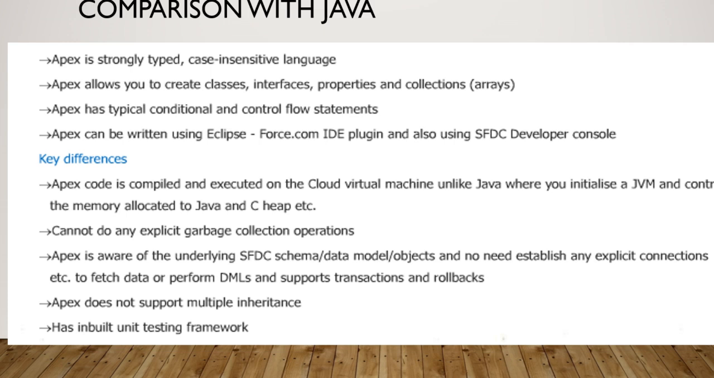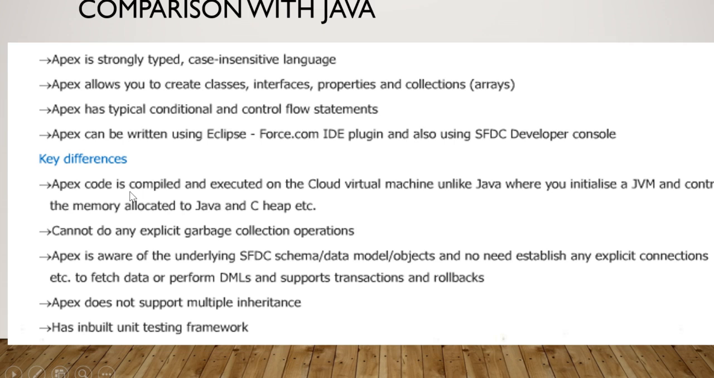Now, sometimes interviewers may ask you if you know any other programming language, and what the differences or similarities are. Let's compare with Java, because Apex is basically like Java, with the same syntax, but much easier. So what are the similarities? It is strongly typed and case insensitive. You can create classes, interfaces, properties and collections just like in Java. All the conditional control flow statements are similar and you can use similar IDEs that you used to develop in Java, correct? Visual Studio Code, Eclipse, all these things you can use.